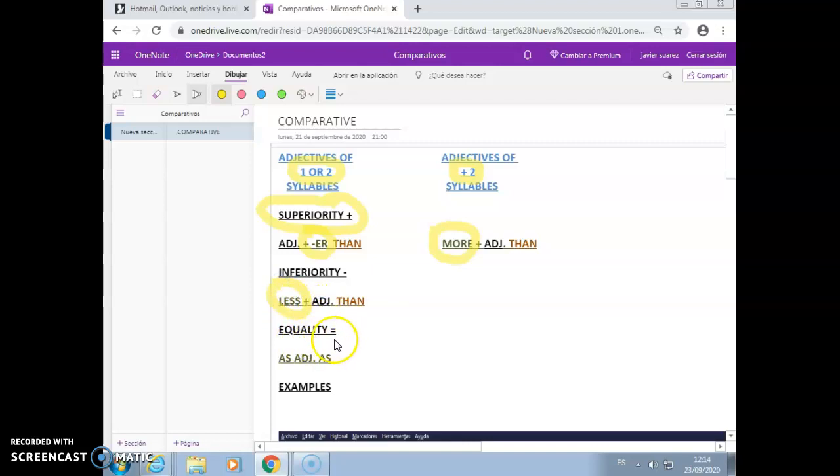And then in equality, when two elements have the same quality in the same amount, we are going to say as, okay, and the adjective is going to be between the two words as.